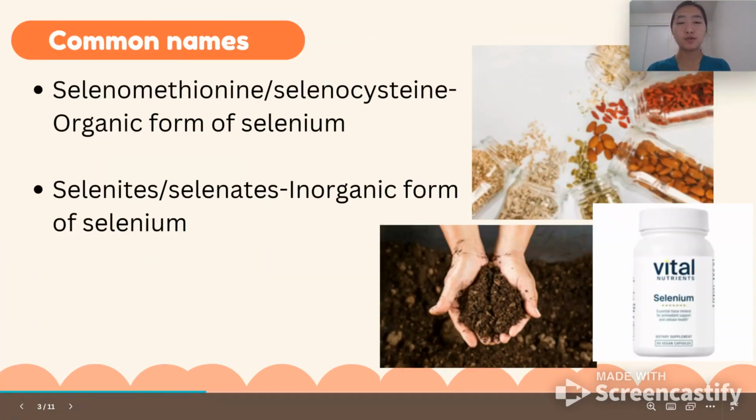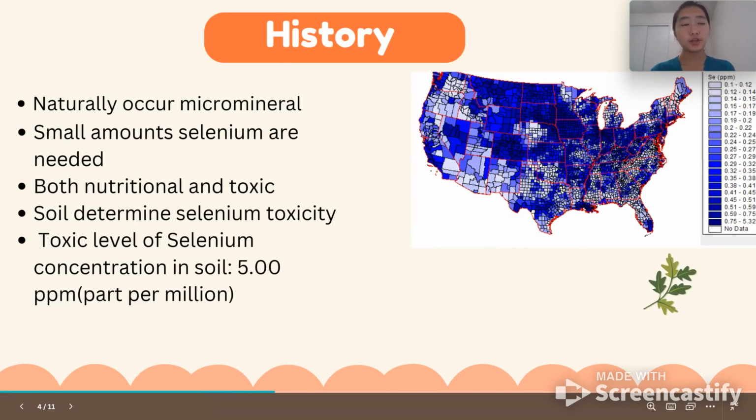Common name. There are two common names for selenium, divided into two categories, organic and inorganic form. The organic forms of selenium are known as selenomethionine and selenocysteine. These can be found in food, supplements, and in our body, while selenites and selenates are found in soil and underground water. History. Selenium is a naturally occurring micromineral.